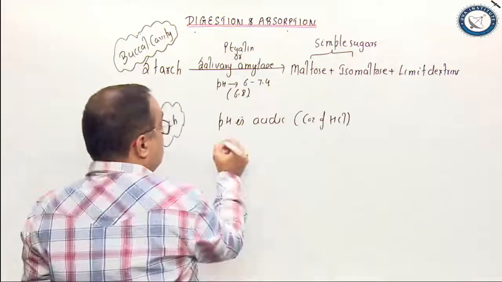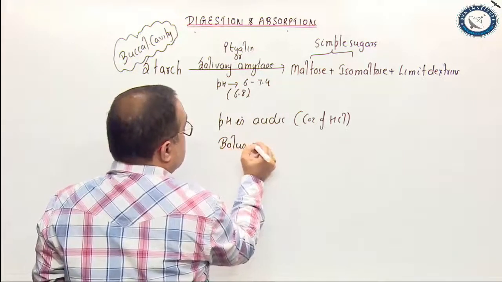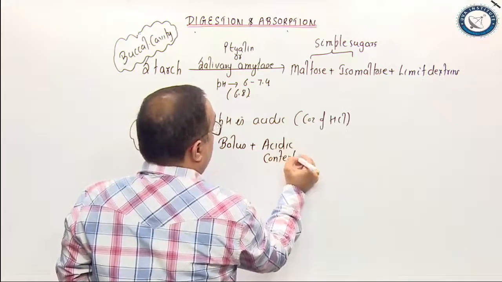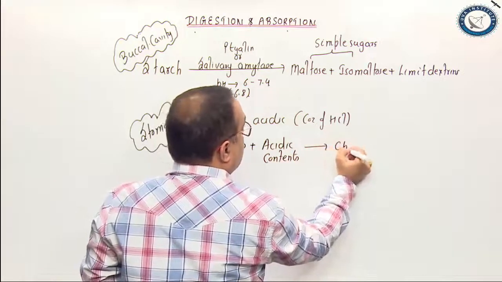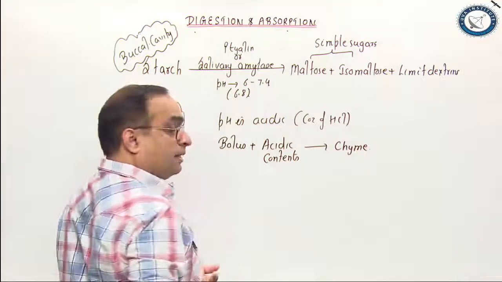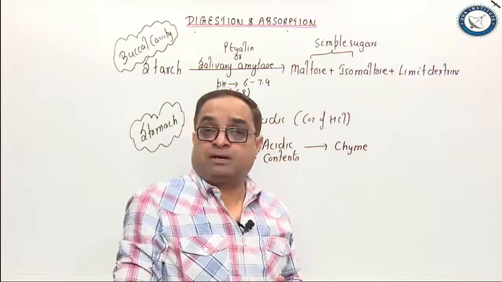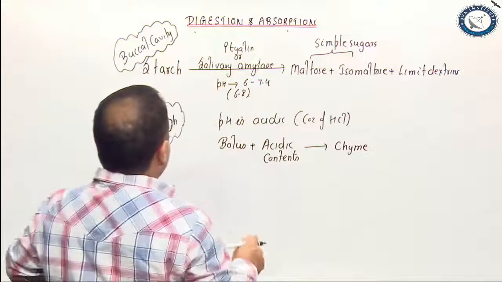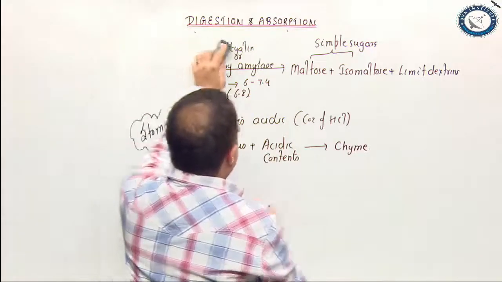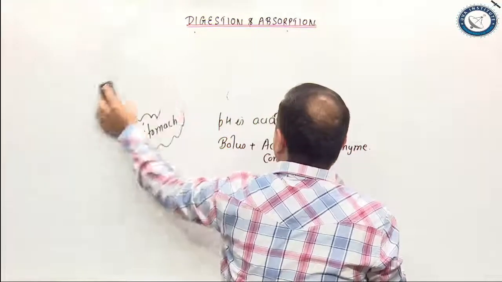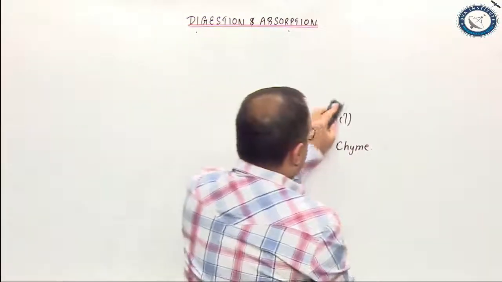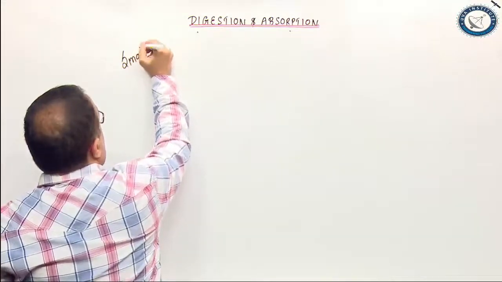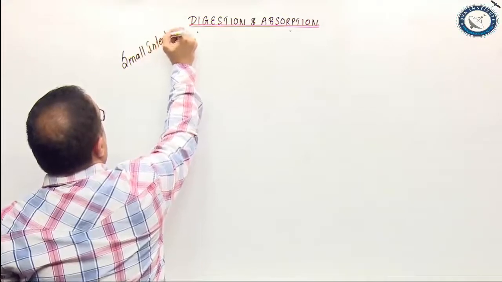In the stomach, the bolus of the food gets mixed up with the acidic contents. So bolus plus acidic contents of the stomach is what is called chyme. Is that clear? After the stomach, the chyme enters into the small intestine. The small intestine receives 3 digestive juices. We are writing here about the digestion of carbohydrates in the small intestine.